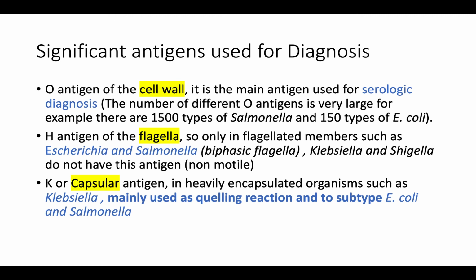K means capsule. So this is the capsule antigen. It is a heavily encapsulated organism, meaning Klebsiella. So this is the Quellung reaction. Also E. coli, Salmonella. Also you can use anti-capsular antigens as well.